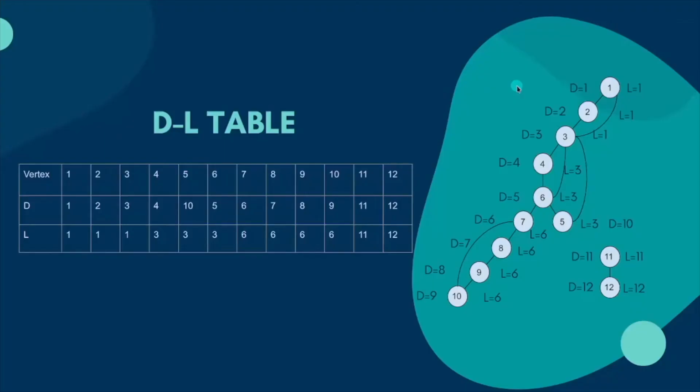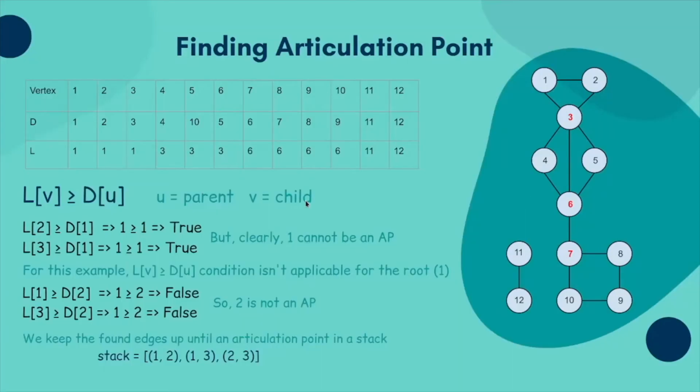Now that we already found the discovery times and low values for all the nodes in our DFS spanning tree, we can use those values to create a table here. If we apply this formula to this graph, we will find the articulation points. If we look into the formula, we can see that if the low value of the child is greater than or equal to the discovery time of the parent, then the parent is an articulation point.